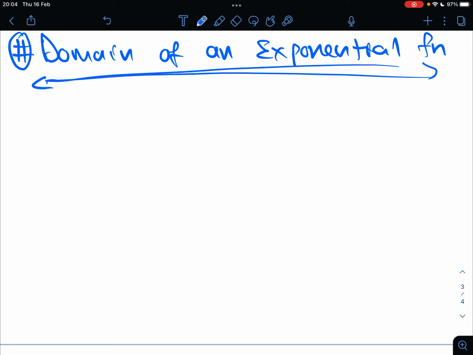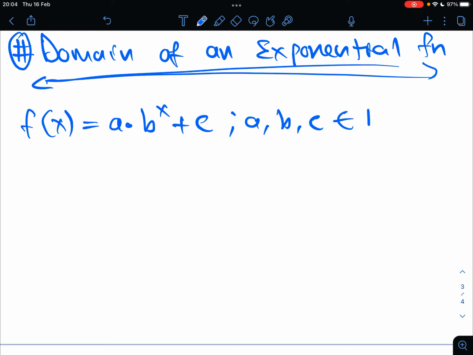So how do we find the domain? First, let's define what is an exponential function. An exponential function is a function of the form f of x is equal to a dot b to the power x plus c, such that a, b, and c are elements of real numbers. And yeah, so it's defined like that. And mostly we'll prefer b to be greater than 0 always, because if b becomes a negative number, it will give us a lot of problems in many cases. So we always prefer b to be greater than 0 most of the time.